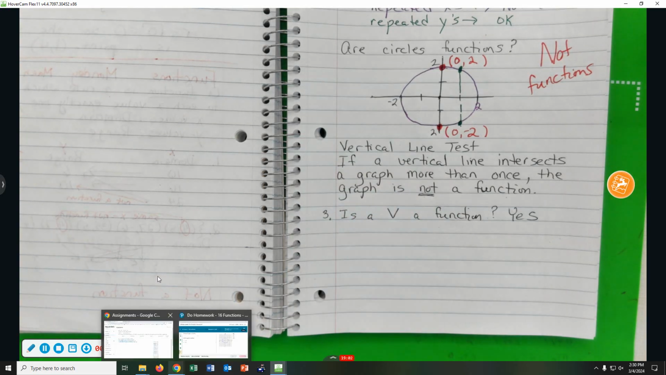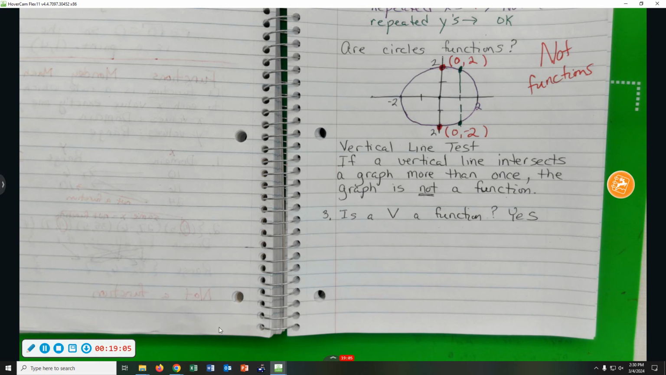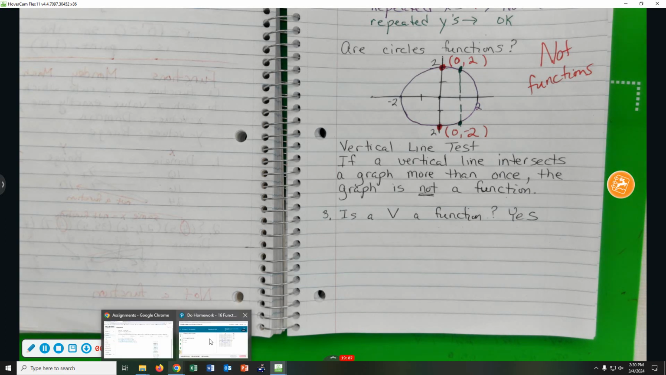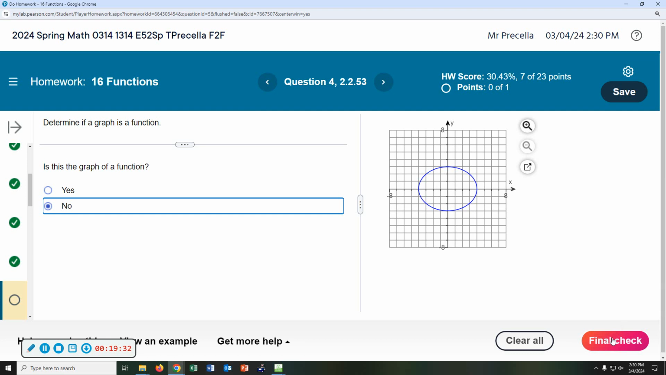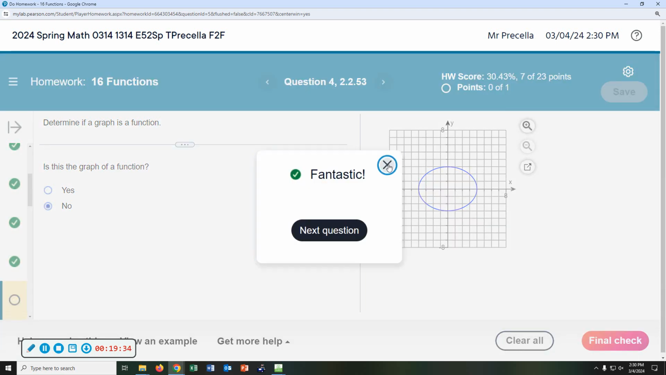I think everyone's number 3 is just a V-shaped figure. And number 4, I think we may have already done that one. No, this is an oval. We know that circles aren't functions. What do you think? Can you draw a vertical line to hit it twice here? Yes. And even ovals, ellipses, are not functions. Right here you can see that would be the point (0, 3). Down here would be the point (0, -3). So, not a function. Any questions on our logic there?